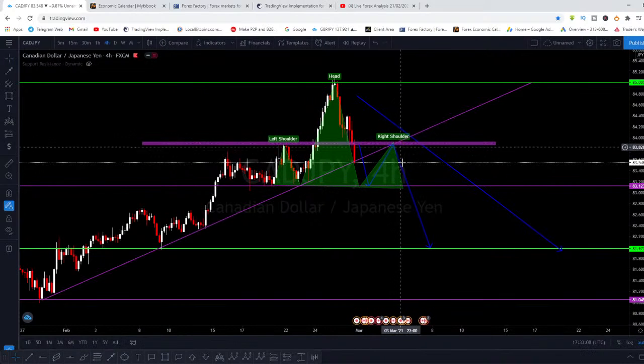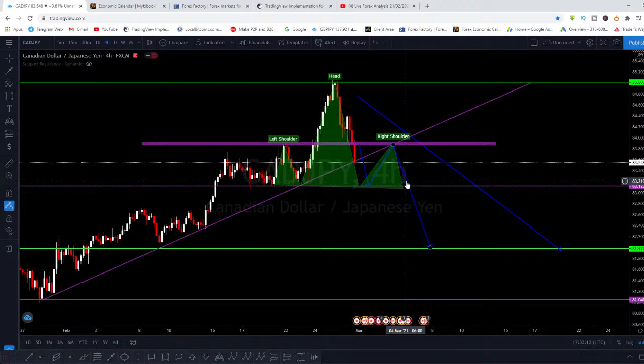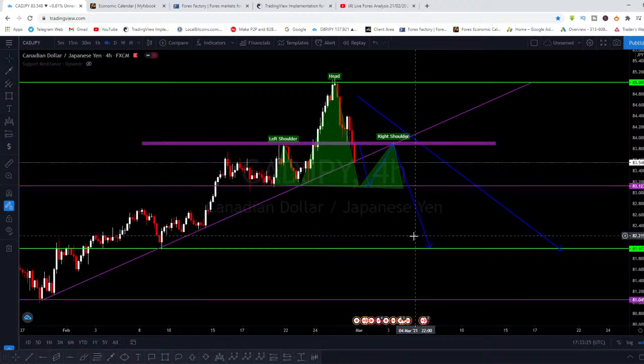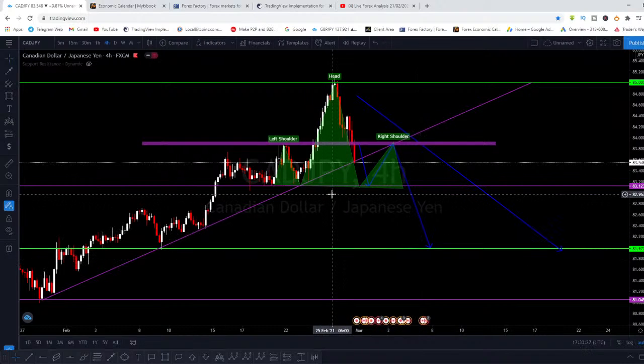You can get in right here, or you can get in when the market breaks out of this neckline, in order for you to just stay on the safest side, right? So once it breaks out of this level, this will be your final target, around price 81.977. That will be your last target on CADJPY.